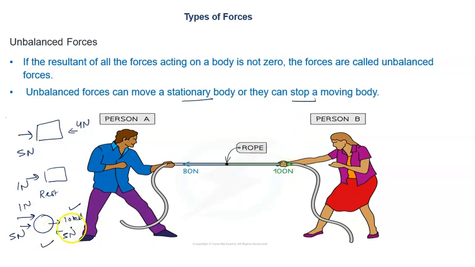Similarly, if this object is moving in this direction with 10 meter per second, let us draw it. This is the object, moving with constant velocity. It means the force here, 5 Newton, and the force here, 5 Newton, are balanced. But if you want to stop it, you have to apply some force on this side, then this body will stop. So it is an unbalanced force, so an unbalanced force can stop a moving body also.